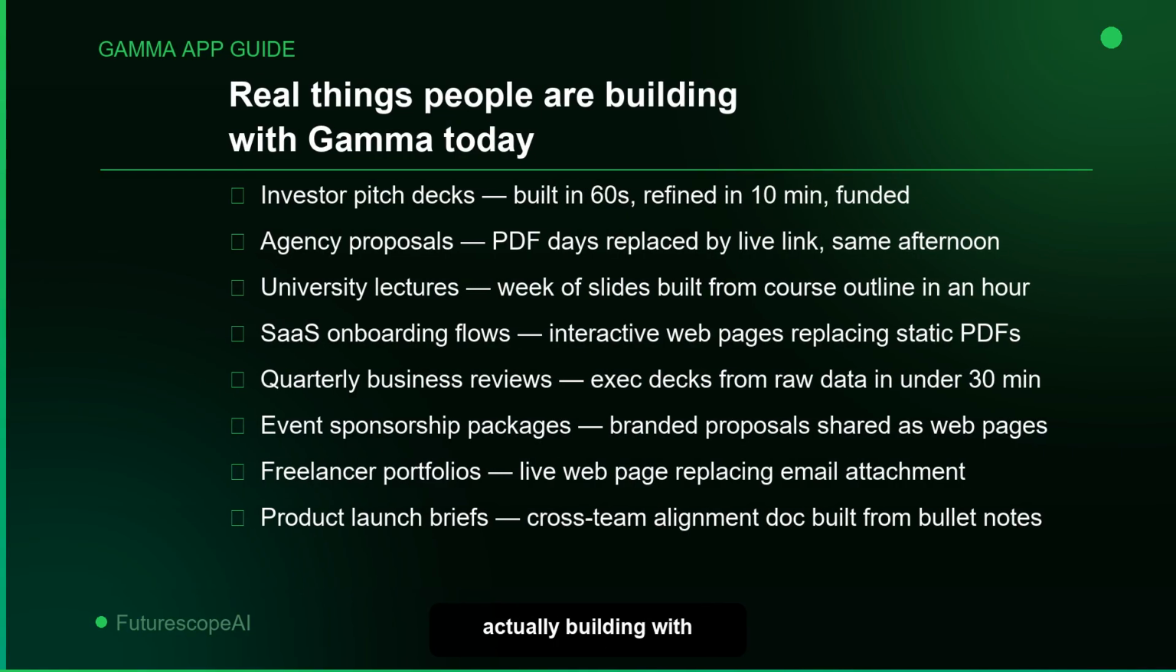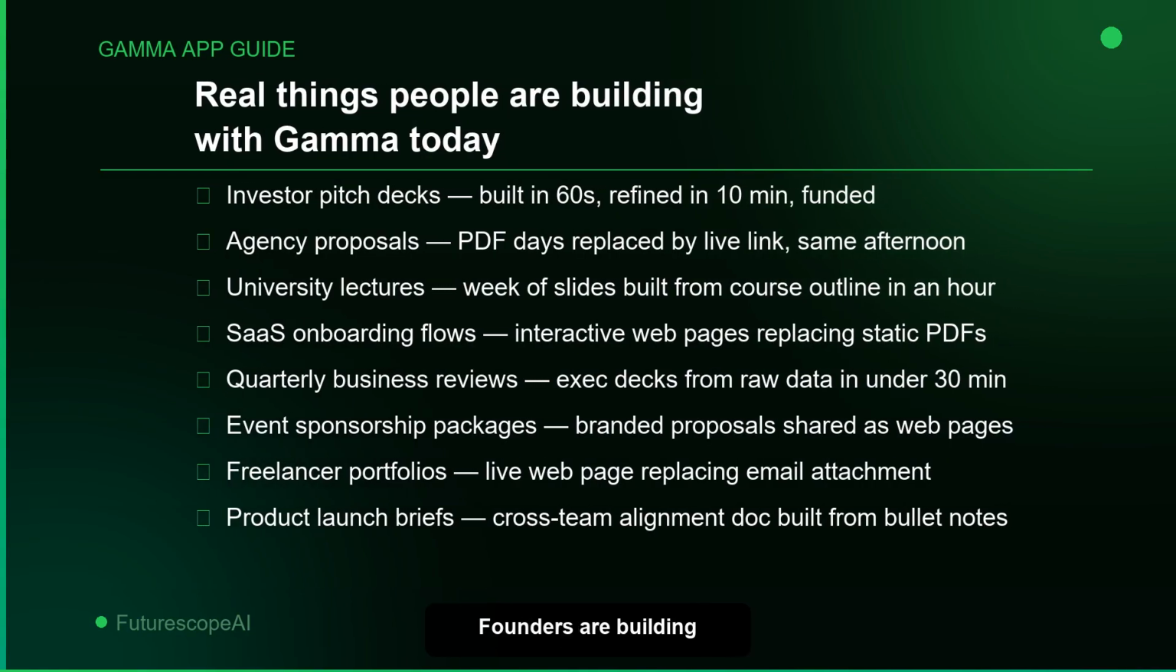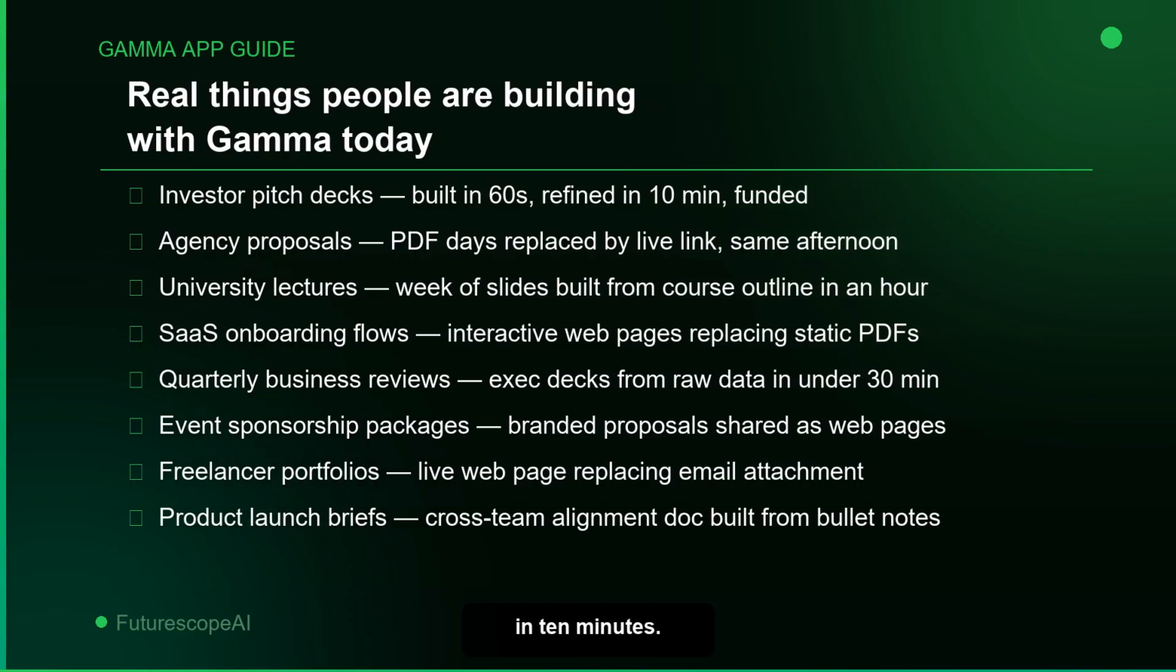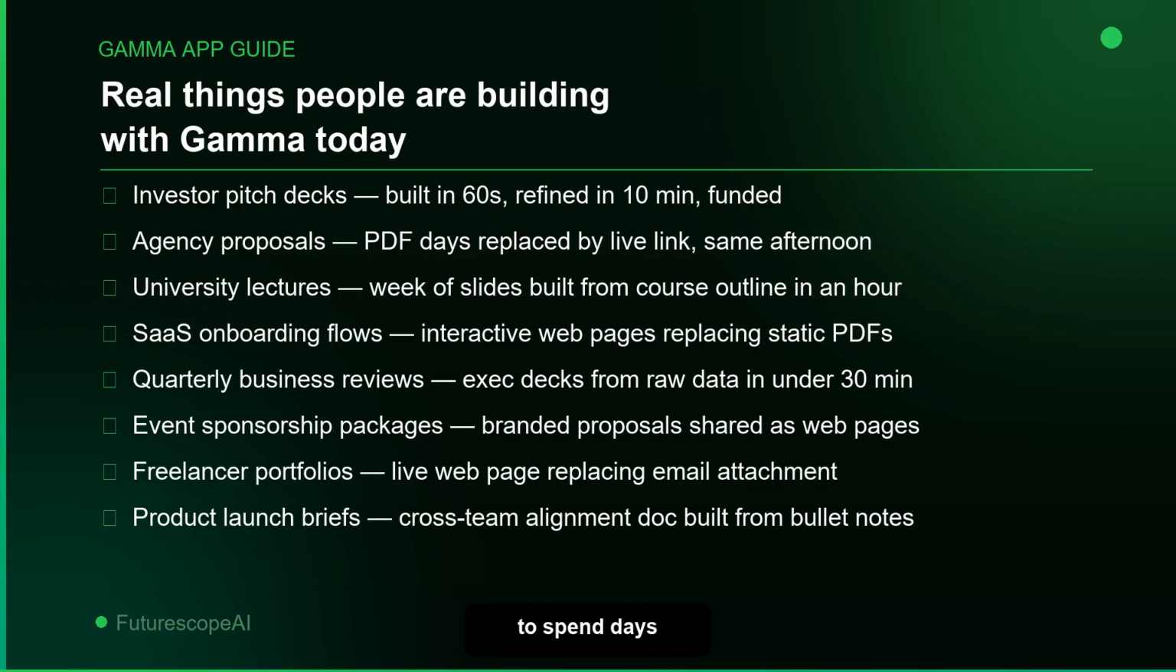What are people actually building with Gamma right now? Founders are building investor pitch decks in 60 seconds and refining them in 10 minutes. Agencies that used to spend days producing client proposals are now sending live webpage links the same afternoon. University lecturers are building an entire week of structured slides from a course outline in under an hour. SaaS companies are replacing static PDF onboarding guides with interactive Gamma web pages that they update once and every user sees the change. Executives are producing quarterly business review decks from raw data bullet points in under 30 minutes.